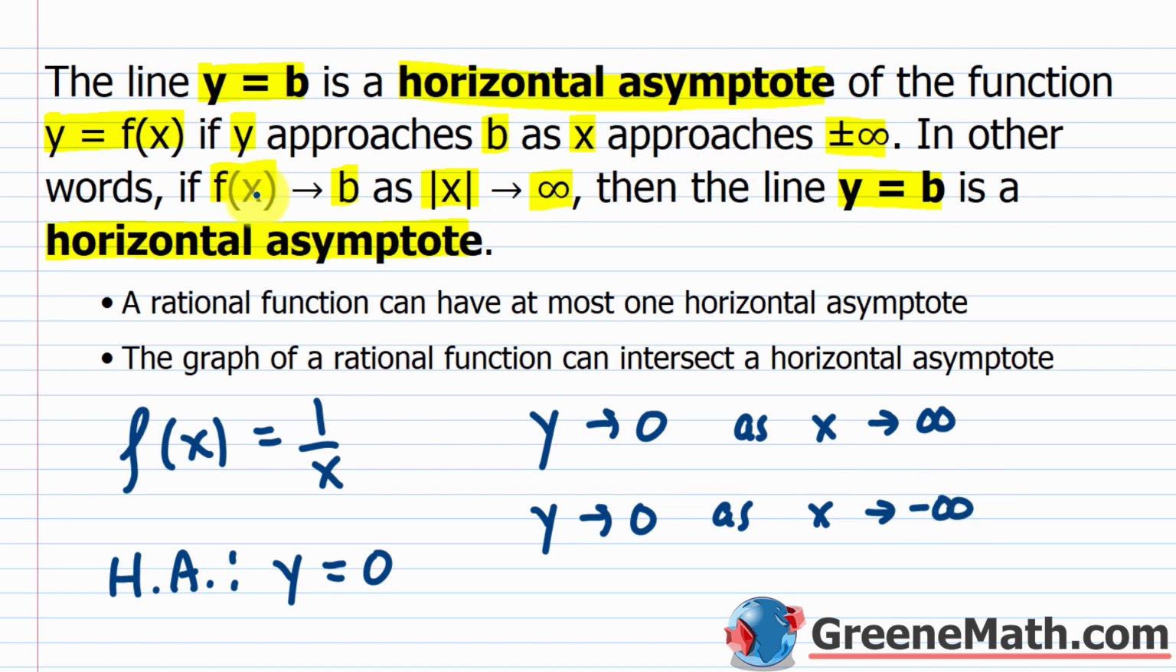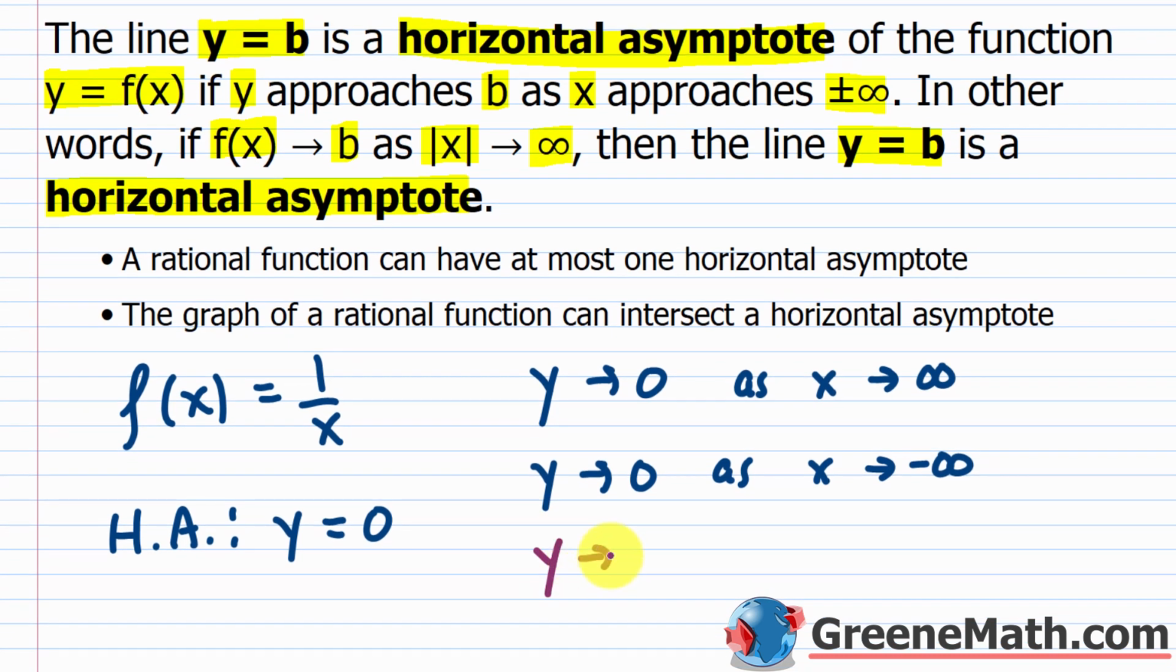You can even use this one, which is a little bit easier to write. So you can put that y approaches 0 as, and you could just use absolute value here to make it into one statement. So the absolute value of x approaches positive infinity. So matching things up, we can say our y equals 0 is a horizontal asymptote for our f of x equals 1 over x. Now, when we talk about a rational function, it can have at most one horizontal asymptote.